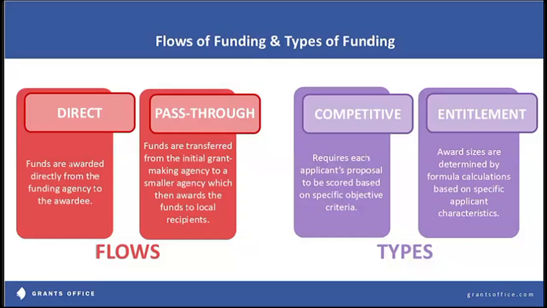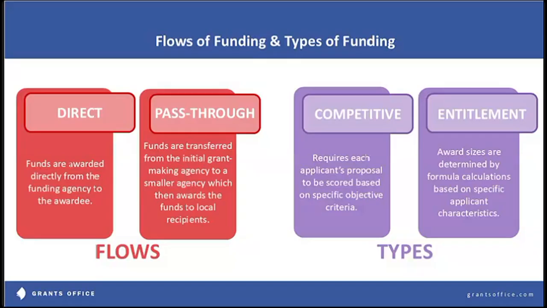So both direct and pass-through grants can involve competitive or entitlement funding. Competitive application processes require scoring each proposal based on a specific set of criteria, and entitlement funding refers to award amounts that are predetermined based on something like population size or poverty levels. They are pre-allocated amounts that the entity would apply to and say, yes, we would like to get these amounts. And then when the application is approved, those funds are funneled to that applicant.